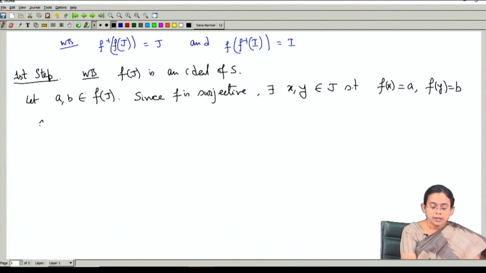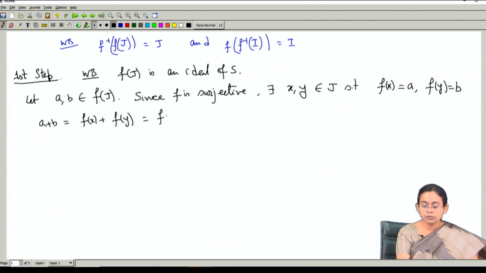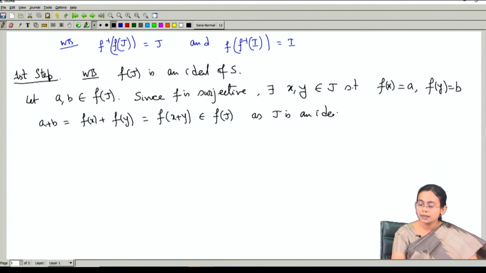Now, what is A plus B? A plus B is nothing but f of x plus f of y, and f is a ring homomorphism. So, I can write this as f of x plus y. Since J is an ideal, this element x plus y belongs to J, therefore, this belongs to f of J. As J is an ideal, x plus y also belongs to J, because it is closed under the addition operation.